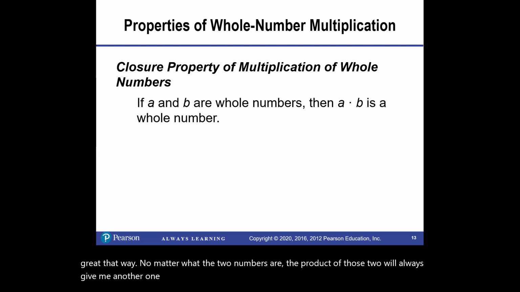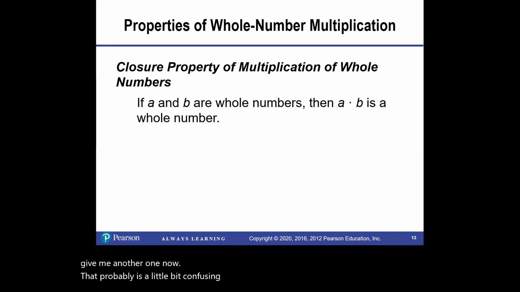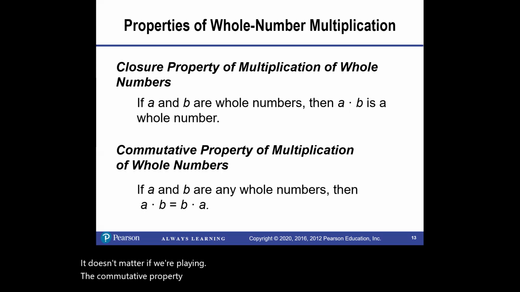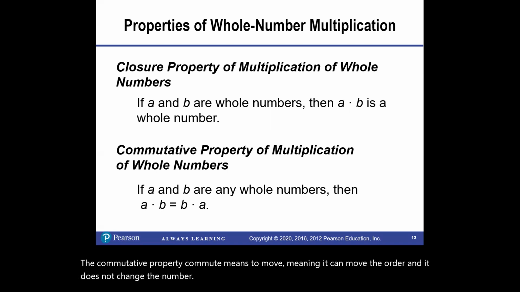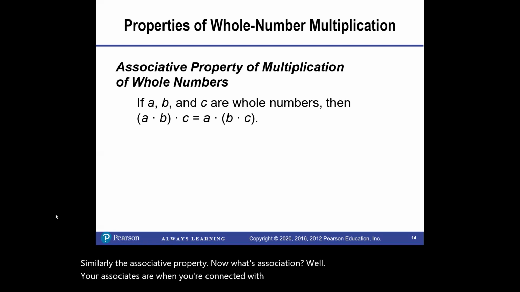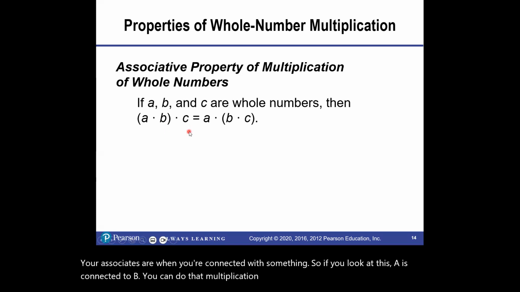Now, that probably is a little bit confusing, but it just means I get to play and do some extra properties. It doesn't matter if I multiply anything. The commutative property, commute means to move, meaning I can move the order and it does not change the number. Similarly, the associative property. Now, what's association? Well, it's your association when you're connected with something. So if you look at this, A is connected to B. We do that multiplication first and then C, or A is multiplied by BC after BC is multiplied first.